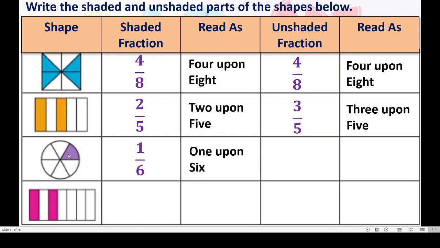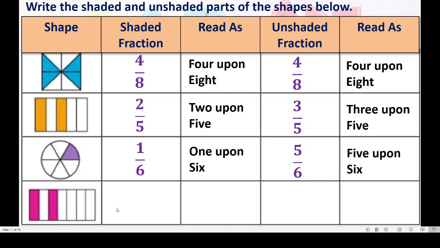And about the unshaded fraction, out of 6 only 1 is shaded, which means 5 are not shaded, or they are unshaded. So the answer is 5 upon 6, and read as 5 upon 6. Correct?